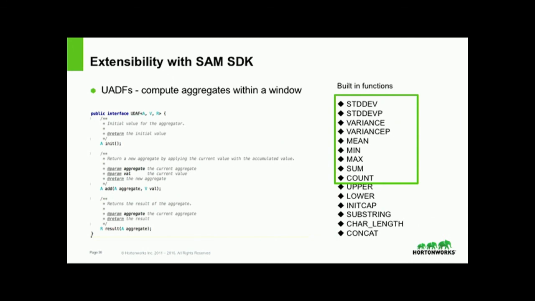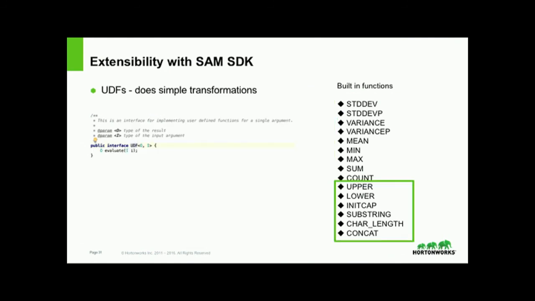UDAF, so user-defined aggregate function. This is basically used in the aggregate processor. So you want to aggregate, compute the average value of some field over the last half an hour or something. We have a bunch of supported user-defined aggregate functions. We'll be adding more in future, but if you want to implement your own custom, this is the interface you can implement. And so user-defined functions do simple transformations.